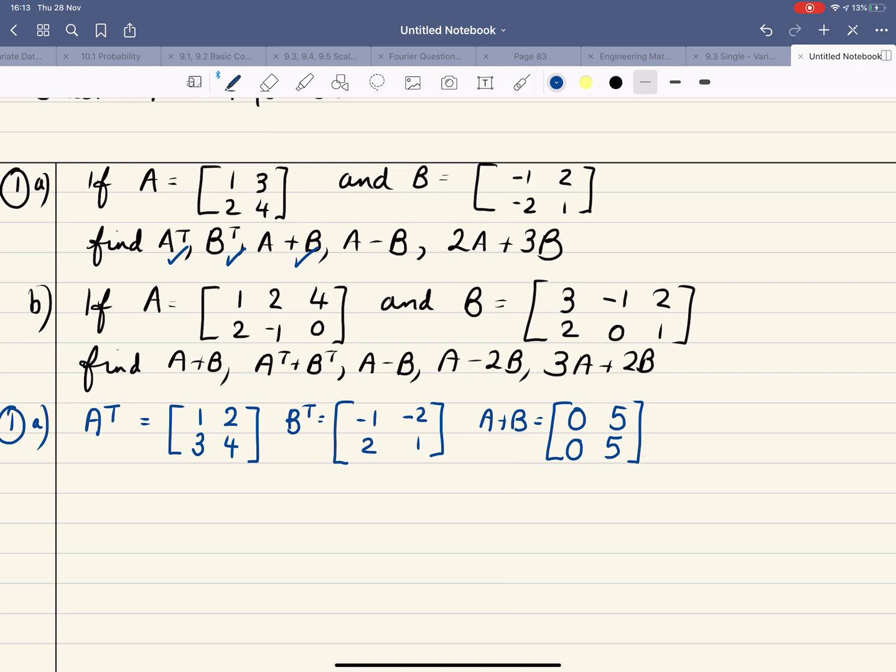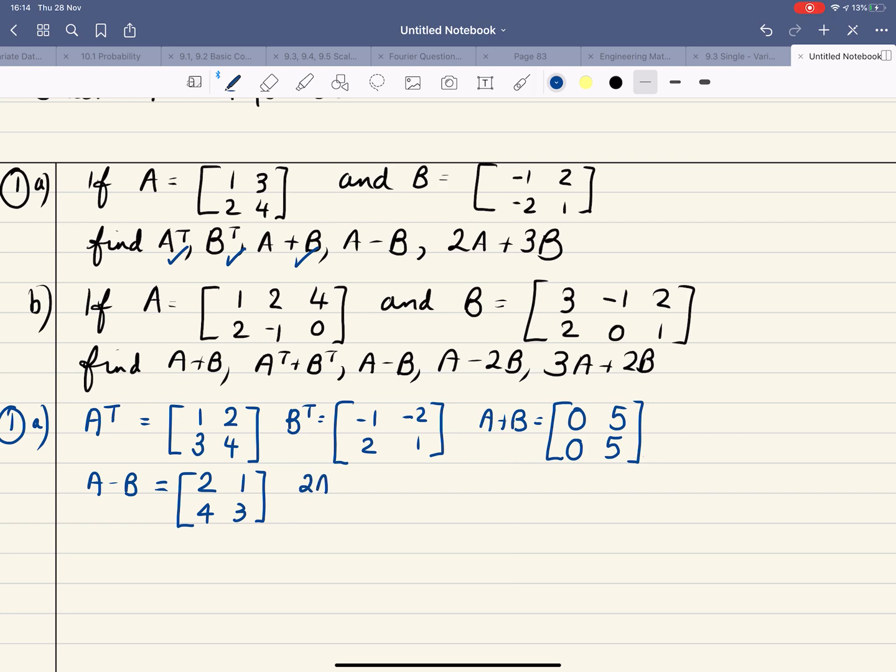The next one we need is A minus B. So like we did before, the first one, take away whatever's in the corresponding position in the second matrix. So top left, 1 minus minus 1 is 2. Top right, 3 minus 2 is 1. Bottom left, 2 minus minus 2 is 4. And then bottom right, 4 minus 1 is 3.